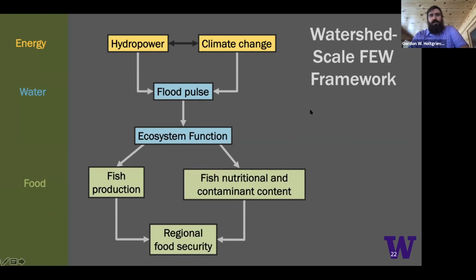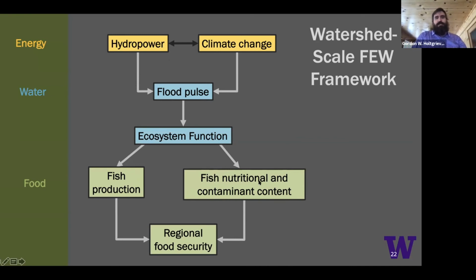And so this is our project. We're looking at these effects of climate change and hydropower on this flood pulse. That's what we call that flood dynamic, that annual flood dynamic, the flood pulse. What does it do for ecosystem function? And how does that influence fish production and the nutritional and contaminant content of fish? So we're looking at the amount of fish, but also what's the quality of that fish?